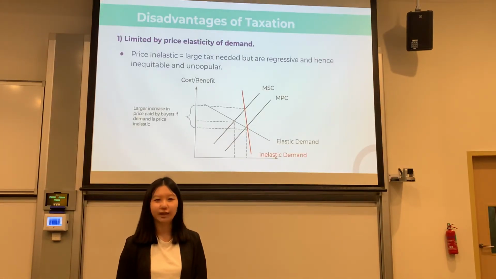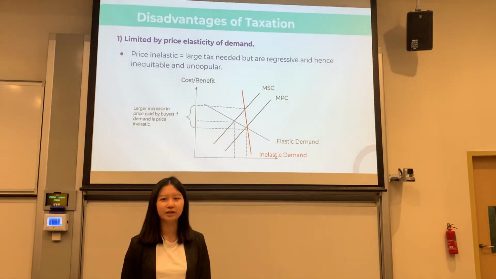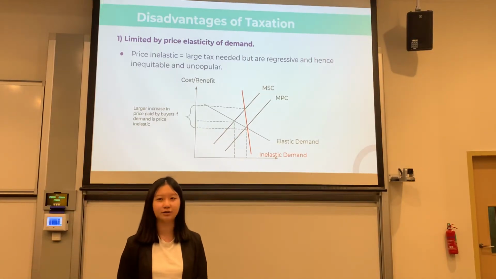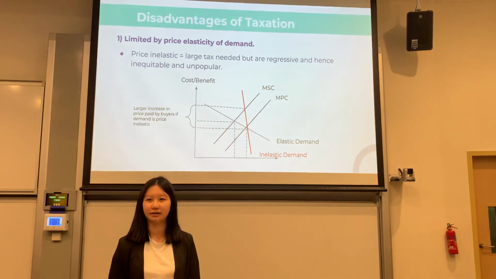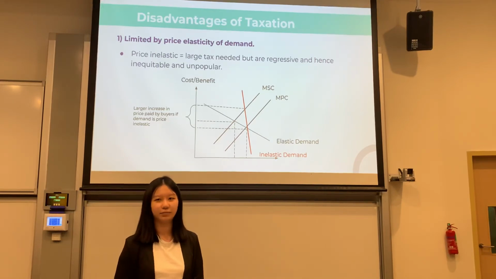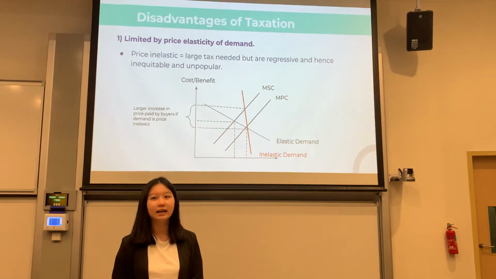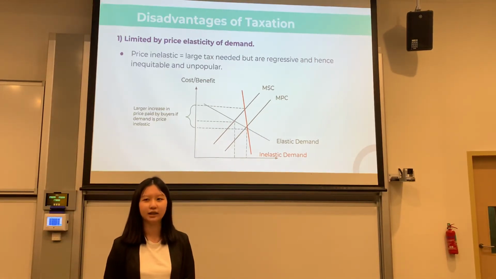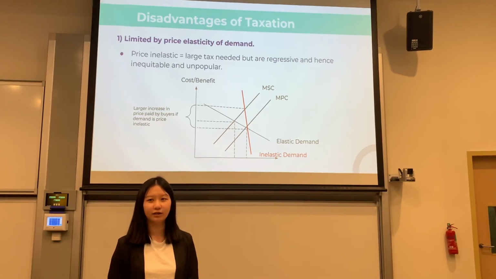However, the effectiveness of taxation in reducing consumption is subject to the price elasticity of demand. If the demand of goods like cigarette is highly price inelastic, as shown with the red line, a larger increase in tax will be required to achieve the desired reduction in consumption, as compared to when the demand is relatively more price elastic. This makes it difficult for governments to impose taxes which are regressive.